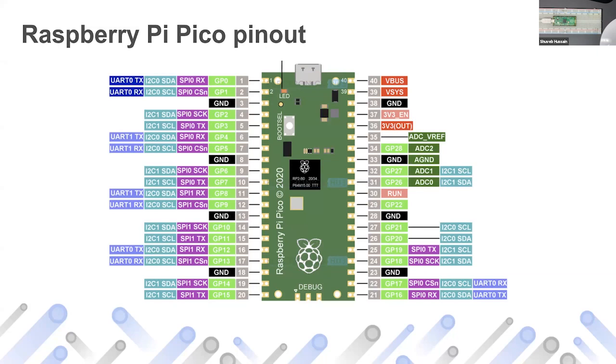So this is how the pinout looks. We'll be connecting some pins here and there. For example, GPIO 15 is actually pin number 20. GPIO 14 is actually pin number 19, and so on. We'll see as we go.